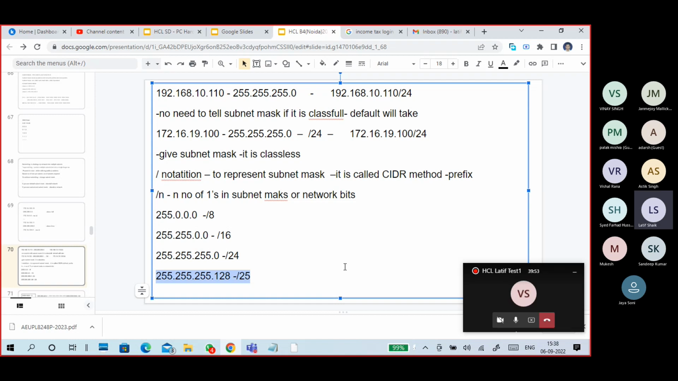So you have to carefully count the number of ones, and based on that, we will get it. /25 means 255.255.255 is already there, so totally 24 ones. These three become 24 ones. Then one more one will come here: in binary, 1 followed by 4 zeros. Then it becomes 128. So this is the representation of that subnet mask in slash notation.